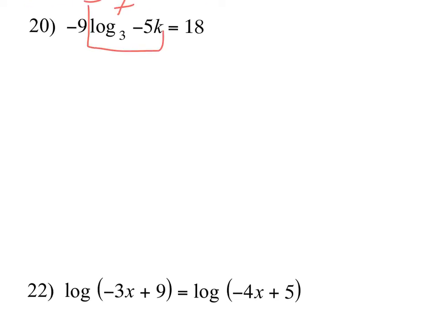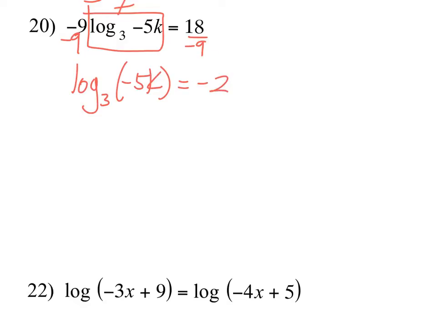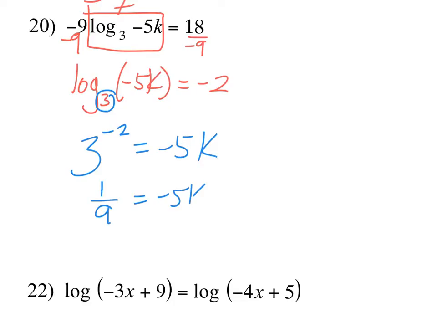Same thing for number 20. We can get the log part by itself. Divide by -9, divide by -9. So we get log base 3 of -5k is equal to -2. Let's convert this to an exponential. 3 to the -2 is equal to -5k. That means 1 over 9 is equal to -5k. If I divide both sides by -5, we get 1 over -45 is equal to k.